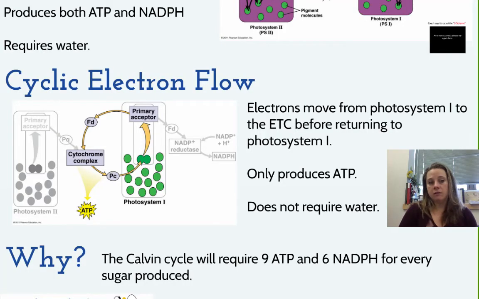There is also a cyclic electron flow that happens here, just because why not? Confuse you a little bit. Electrons move from photosystem 1 to the ETC before they return back to photosystem 1. In this case, we are only producing ATP as a result. This part doesn't require water, because we can use and reuse the electrons, right? Again, what's the purpose of the water? To supply us with the electrons that are necessary. The Calvin cycle requires 9 ATP molecules and 6 NADPHs for every single sugar molecule that we produce, and this is what we're going to see. So we need to set that stage for the building of the sugar molecule.